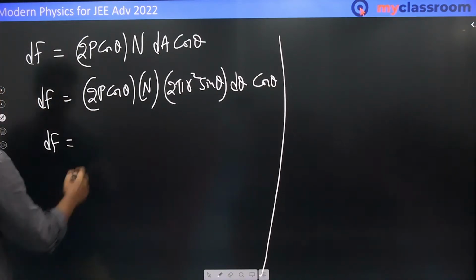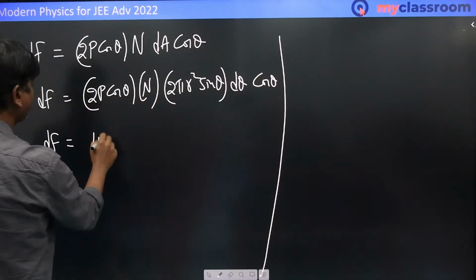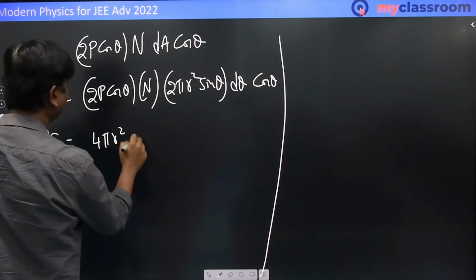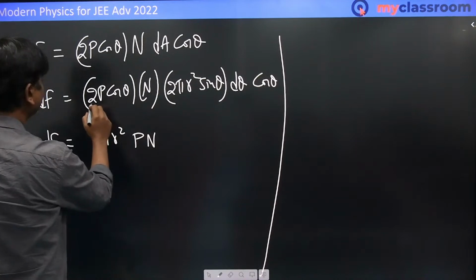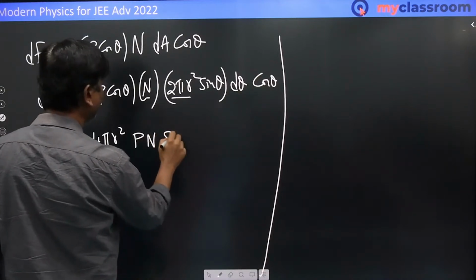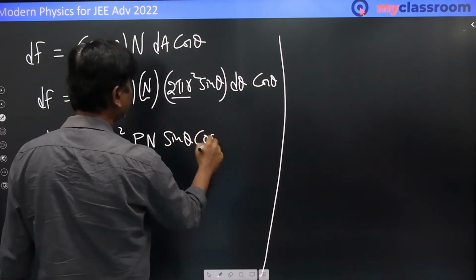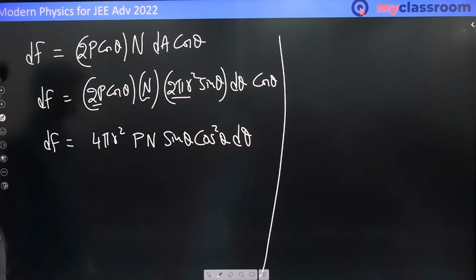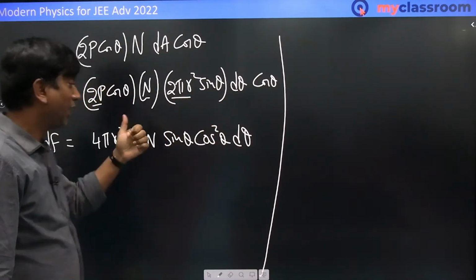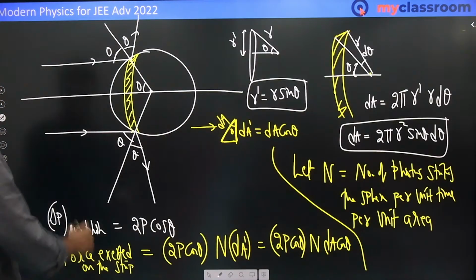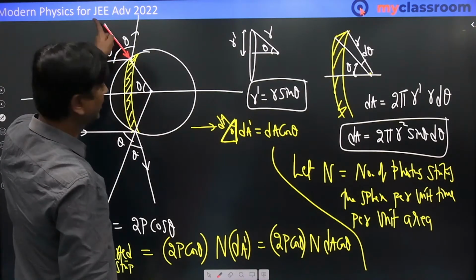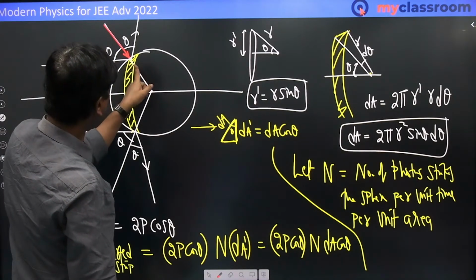We can write this nicely as 4 pi r square p n, with sin theta and cos square theta, d theta. This is the force they will exert on that strip only. And in which direction are they exerting this force? Are they not exerting the force in this direction? Because the change in momentum of the photon is in this direction, the force exerted by the sphere on the photon will be in this direction.